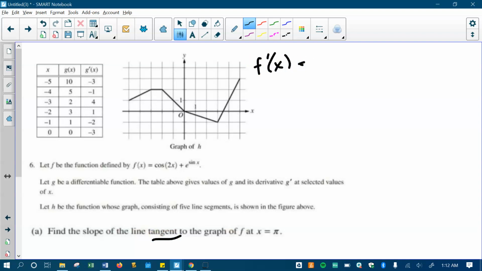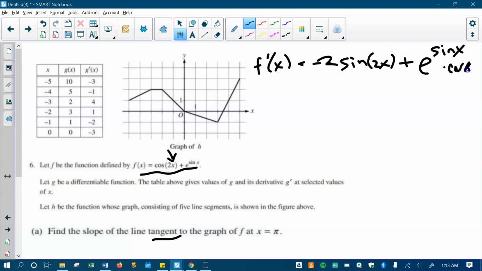The derivative of the function that we're looking for is right here. And it's going to be a chain rule because of that argument. Derivative of cosine is negative sine, so negative sine of 2x and then times 2. So I'm just going to make this a negative 2 sine 2x. Plus, the derivative of e to a power is the function itself times the derivative of the exponent, which is cosine x.